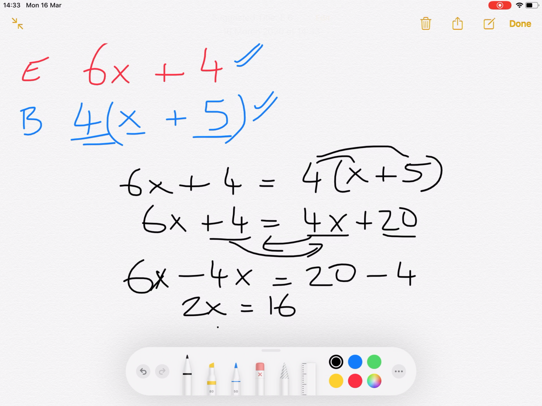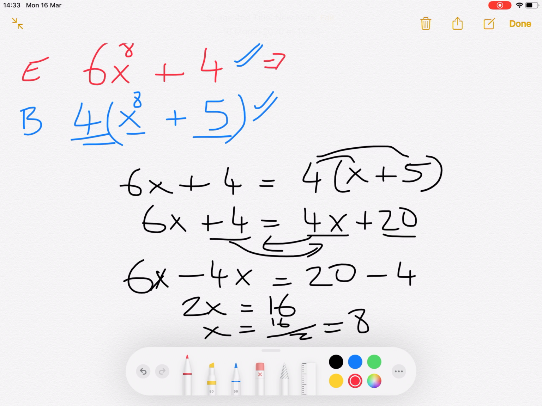And then I know that x is therefore equal to 16 over 2, which is 8. And to finish that off then, what I can do is substitute in my 8 value up here, as I'm substituting in 8 for x in this case, and I'm substituting in 8 for x in this case. So let's do that and see. I should get the same answer.